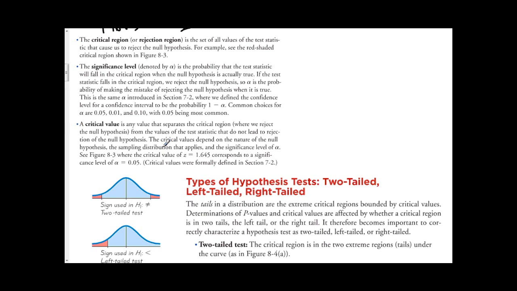All right, a critical value. A critical value is a value that separates the critical region from the values of the test statistic that do not lead to rejection of the null hypothesis. So the critical value actually depends on alpha. And if you look here, let's see, this would be the critical region. These areas over here, these tails, would be the critical region. This would be a critical region over here.